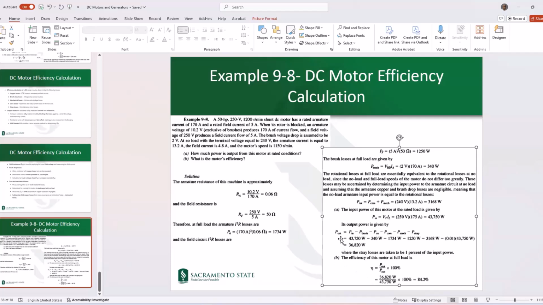So based on these losses, the efficiency of the motor at full load would be P out over P in times 100, which becomes 84.2%.